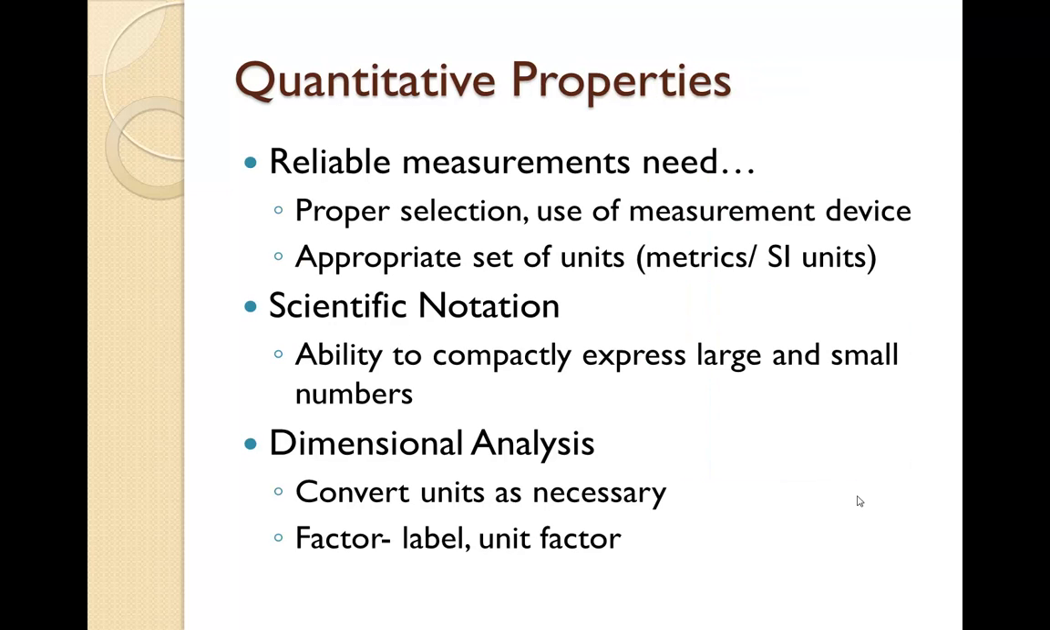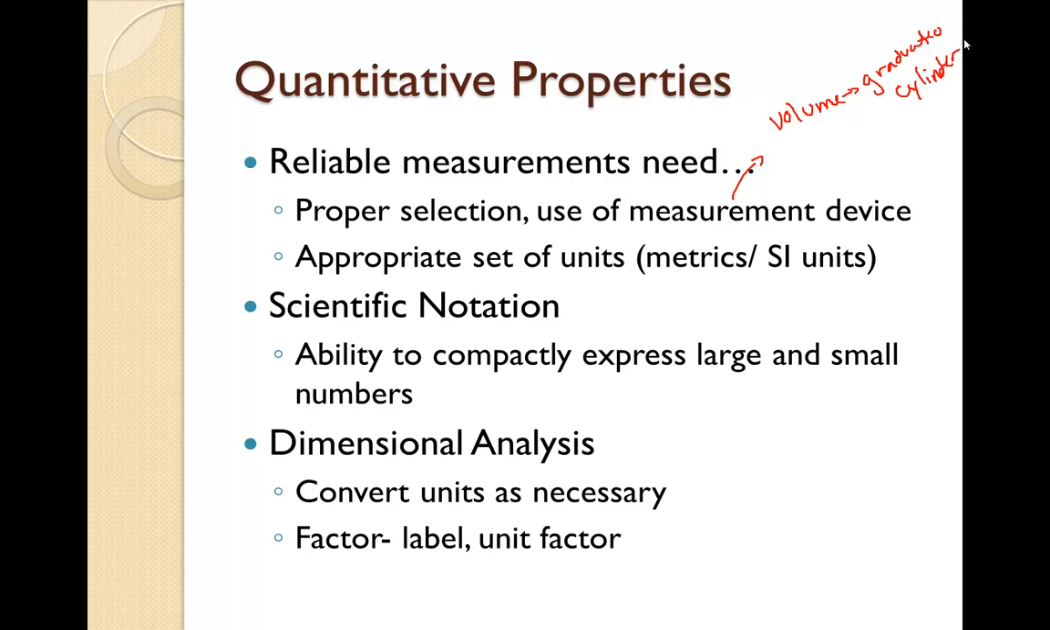So quantitative properties are reliable measurements that need proper selection of the use of measurement device. What this means is, for instance, volume. Use a graduated cylinder. You never, ever, ever use a beaker for volume. Even though there's volume gradients there, they're not very accurate. So the more accurate your device is, the better the results will be.